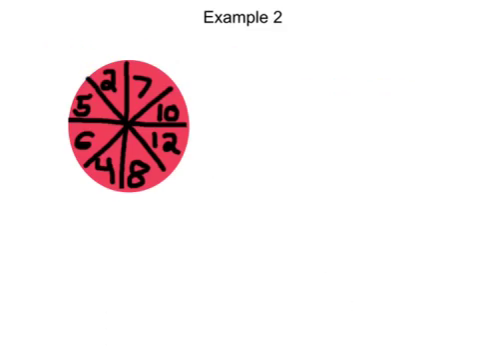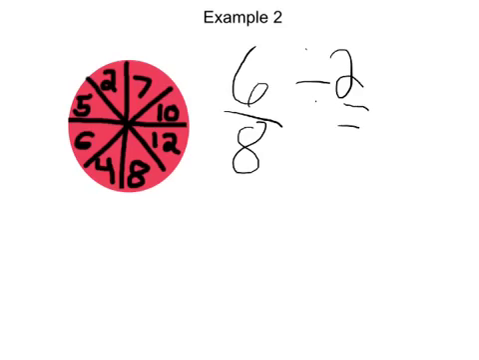Now let's try a harder one. For this problem, we are going to try and find the probability of the spinner landing on an even number. As you can see, 6 out of the 8 of these numbers are even. This would give you a fraction of 6 over 8. Now we can simplify this by dividing both numbers by 2. Now, this would give us a fraction of 3 over 4.